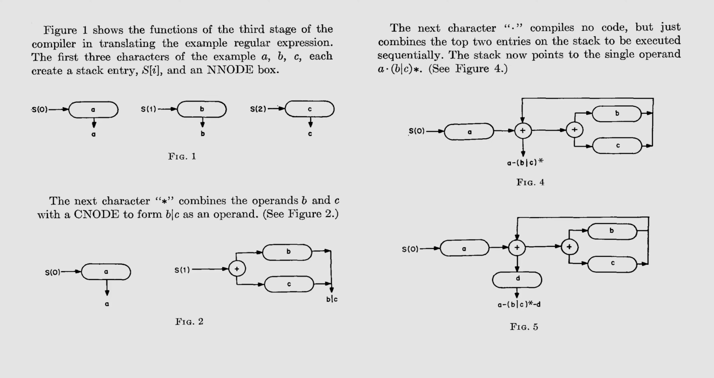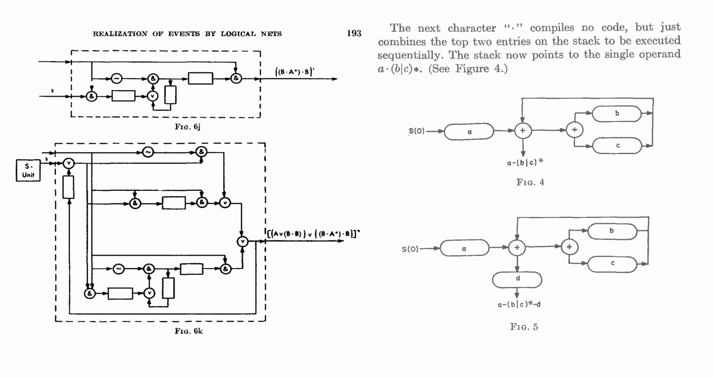To me, Thompson's diagrams look more like these diagrams from Realization of Events by Logical Nets by Copi, Elgot and Wright. And we know that Brzozowski would have known about these since he cites them in his own work, and so perhaps Thompson was building off of that second-hand.